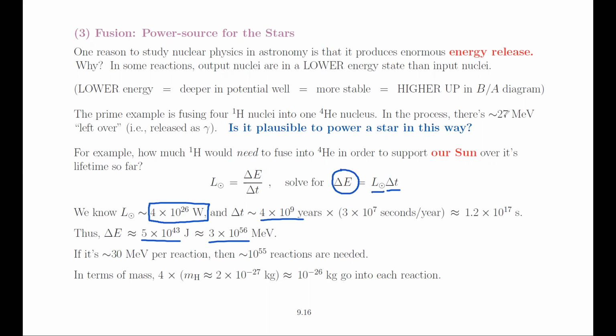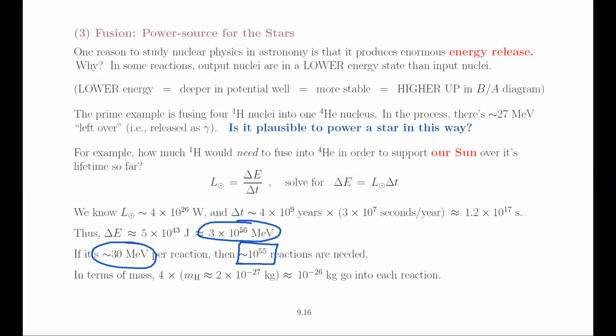But remember, the reason we're doing all this is to compare with this 27 MeV per reaction, right? One reaction involves 4 protons turning into 1 helium, and if it's roughly 27 or rounded up to 30 MeV per reaction, and we look at the total amount of energy that we need, we can divide those, and we realize that something like 10^55 reactions are needed. This is just a dimensionless number that says how many times we have to do this in order to get this, right? Okay, now we have a number for how many times we would have had to convert 4 hydrogens into 1 helium. Now we can start to ask, is there enough stuff in the sun to account for all that?